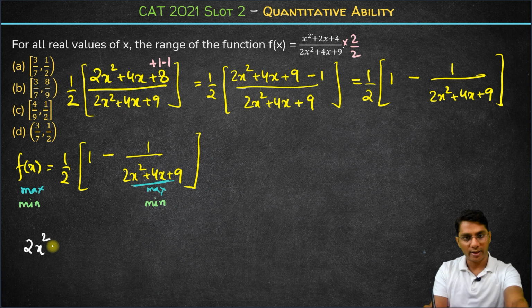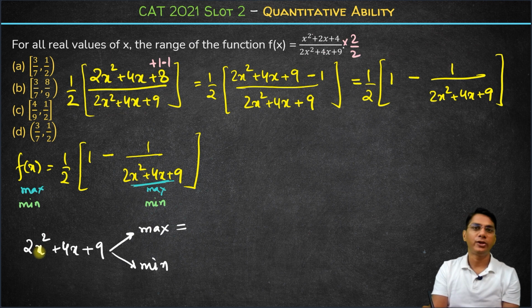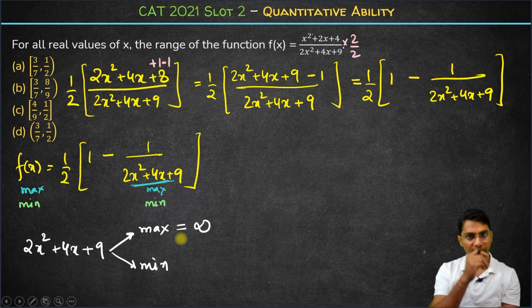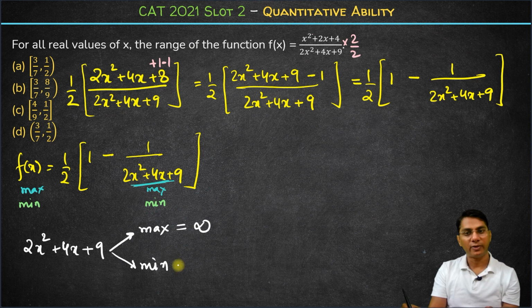So we have 2x square plus 4x plus 9. Let's try to figure out the maximum and the minimum value of this quadratic. Now since the coefficient of x square is 2, the maximum value of this quadratic will be infinity, right? Now what will be the minimum value? For the minimum value, if you remember from the quadratics class, it will occur when x equals minus b by 2a. So minus 4 by twice of 2, which is minus 1. So the minimum value will be when x is equal to minus 1.